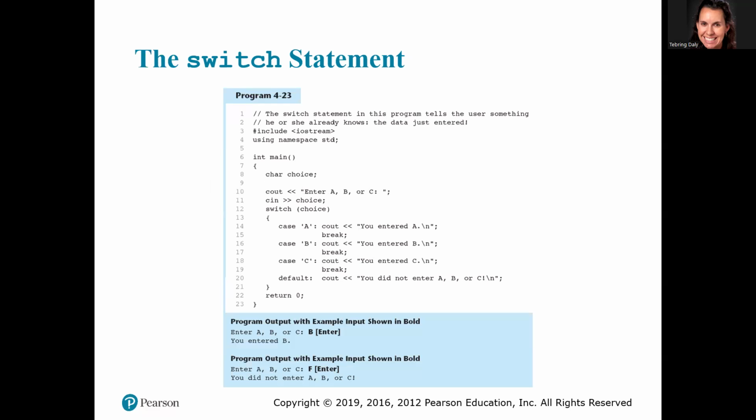Okay, so for this example, it's kind of hard to read up here, but if you see it on your slides, you enter an A, B, or C, and it takes in your choice. And so the switch has the variable name choice here.